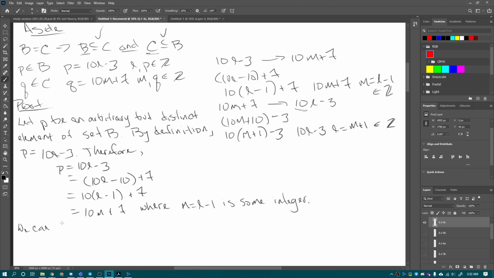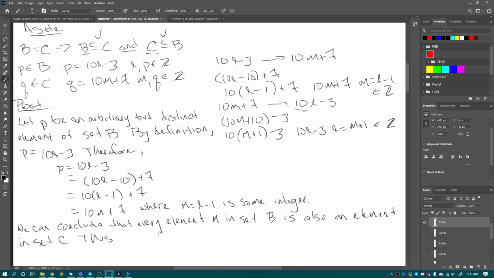We can conclude that every element P in set B is also an element in set C. Thus, B is a subset of C.